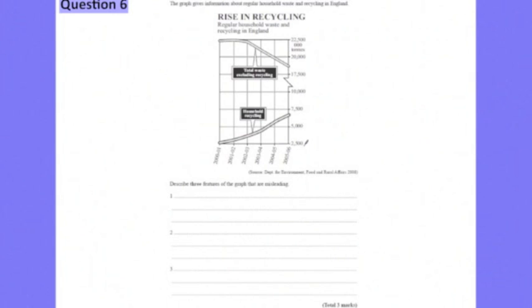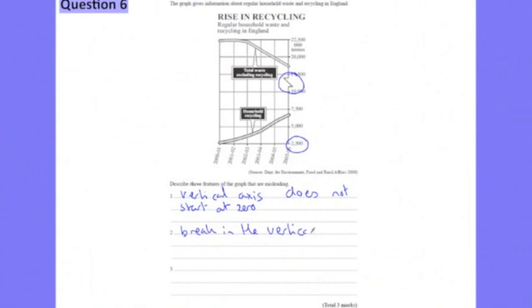First off, the vertical axis does not start at 0. Second thing we can see here, the break in the vertical axis. Both of these are exaggerating the trend. It's making it look like these two lines are coming closer together because they've missed a gap out here.